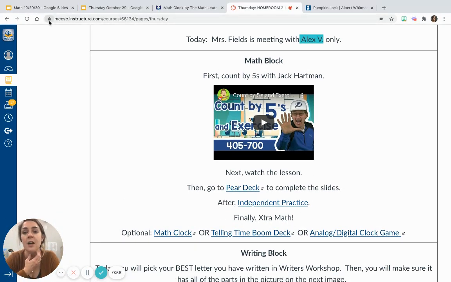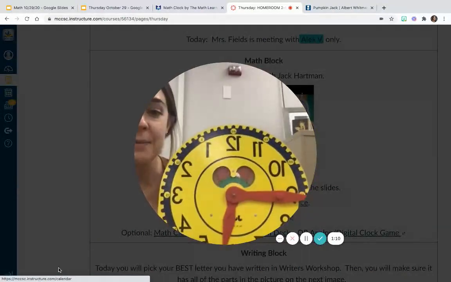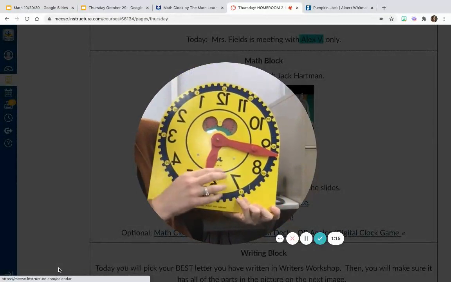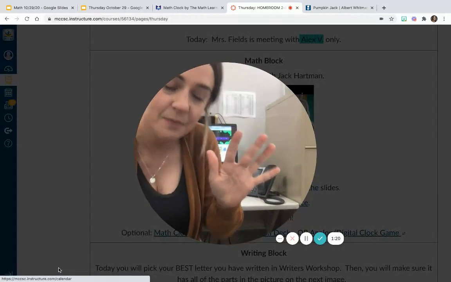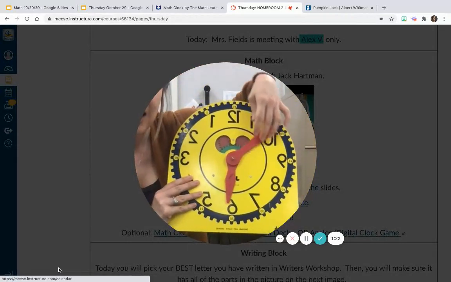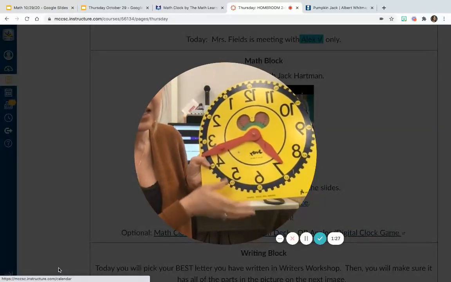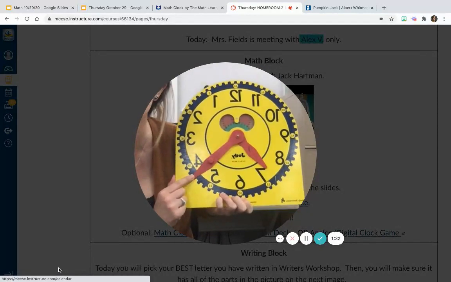All right, so we have been talking about time. I have my clock. Let me see if I can make my bubble bigger right now. So we have been talking about time. Here is my teacher clock. And we've learned that there are 2 hands on a clock, and a hand isn't like this kind of hand. A hand is these. So there's an hour hand and a minute hand. The hour hand is short, and the minute hand is long.